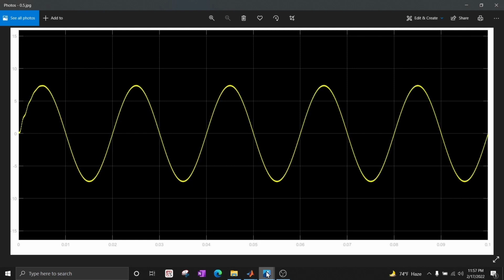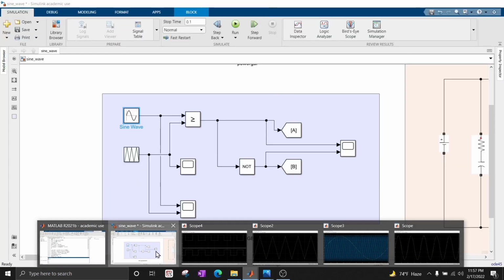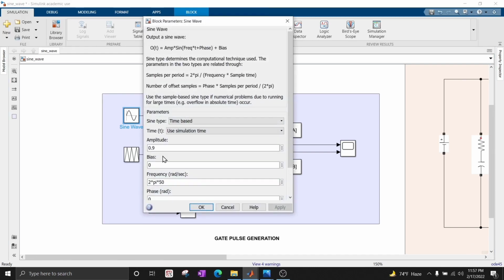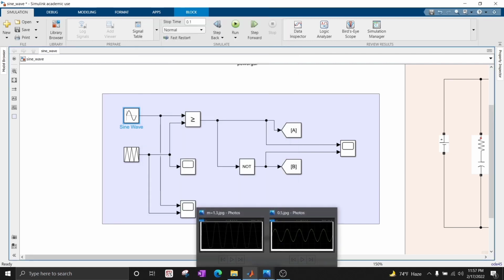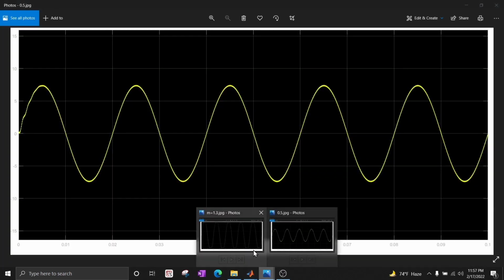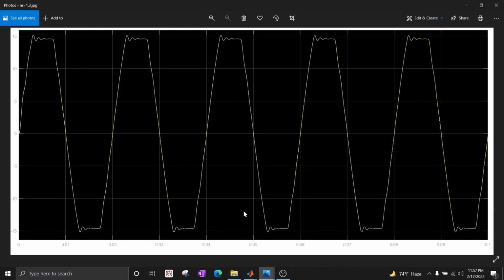Then if we want to see the case of overmodulation, we can change the amplitude here around 1.3 and that will give us the case of overmodulation. So now if we see the circuit, we get output voltage like this. We can see the output is clipped at 15 volts because the input to the inverter circuit is 15 volts. So the output is always clipped at 15 volts because this is not a boost inverter.